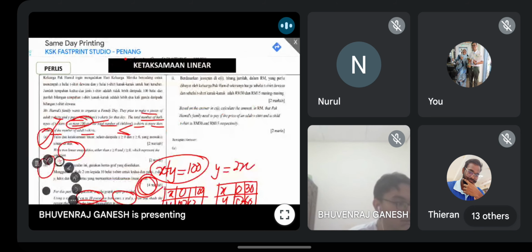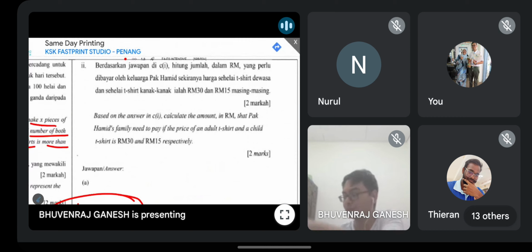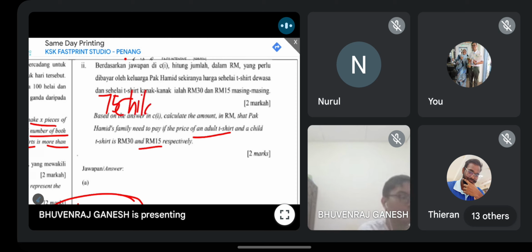And then for C2, guys, I think this is what you all were talking about, the objective function, if I'm not mistaken. In this case, it can be a simpler way. They want the maximum amount, if I'm not mistaken. Calculate the amount if the price is this one and this one. Based on the previous answer, you must look at the previous answer. Just now they said 75 children t-shirts and 27 adult. This one actually needs no graph. You just count normally. So it's based on the answer again.